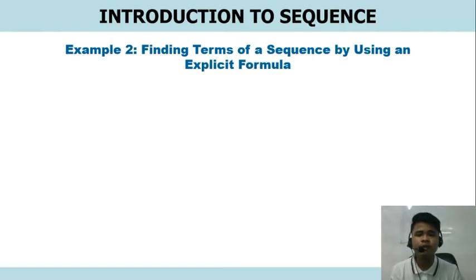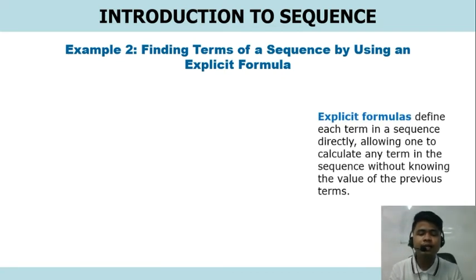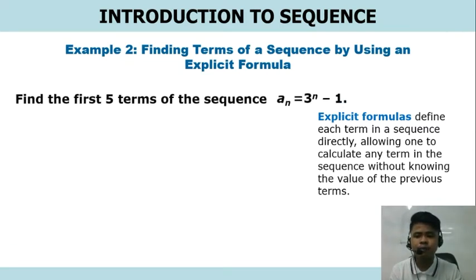If we want to find the 13th term, we don't need the 12th term. We can directly find the 13th term. Explicit formulas define each term in a sequence directly, allowing one to calculate any term in the sequence without knowing the value of the previous terms. Okay, let's have the example.